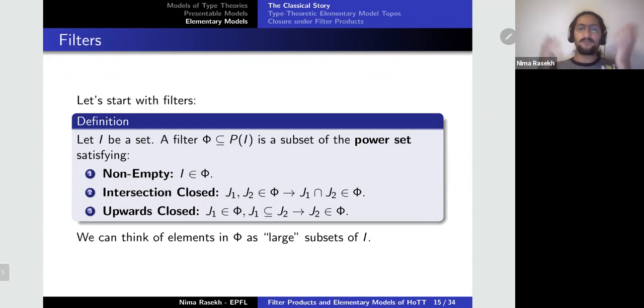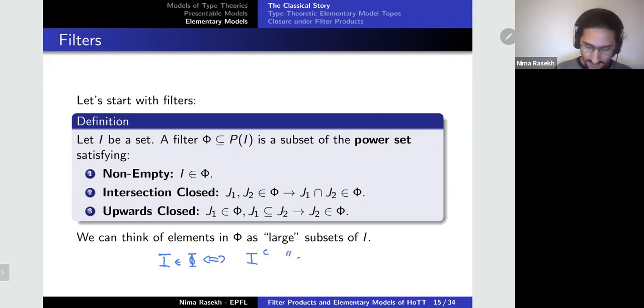Concretely, for example, if you have two large subsets, intersect them, they should still be large. Or if you have a large subset, then something bigger than that should also be large. That's what we expect, so this is how we think of them as large. And in particular, we can generalize this metaphor and say if I is in phi, then we can call the complement of I small. The opposite of large is small.